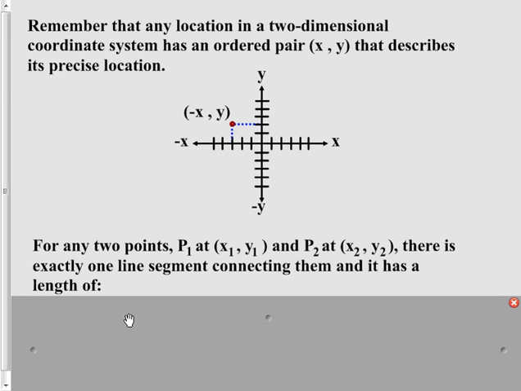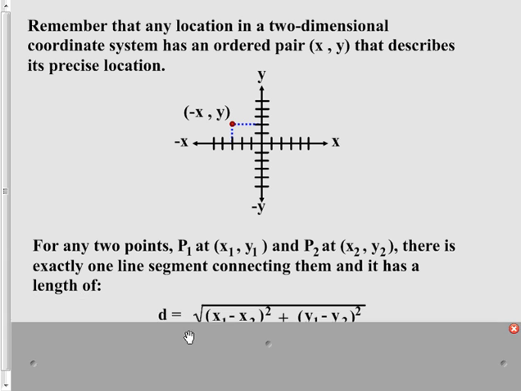Okay. The rule for today, along with the distance formula, is going to be for any 2 points, point 1, which lives at x1, y1, and point 2, which lives at x2, y2, there is exactly one line segment connecting them. So we're going to use the same notation with the point 1 and the point 2. But today, obviously, we're not talking about midpoint. Today, we're talking about distance. That is a length. Length is typically measured on things like line segments. And here is the formula.